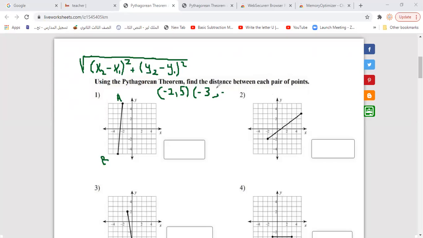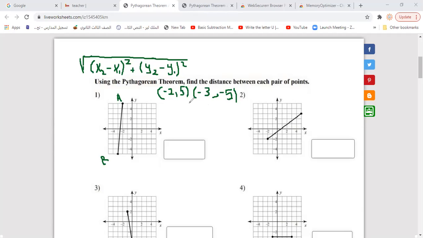Can we use counting to find the distance between A and B in this question? No. Why can't we use counting? Because it's not parallel to the x-axis or the y-axis, right?